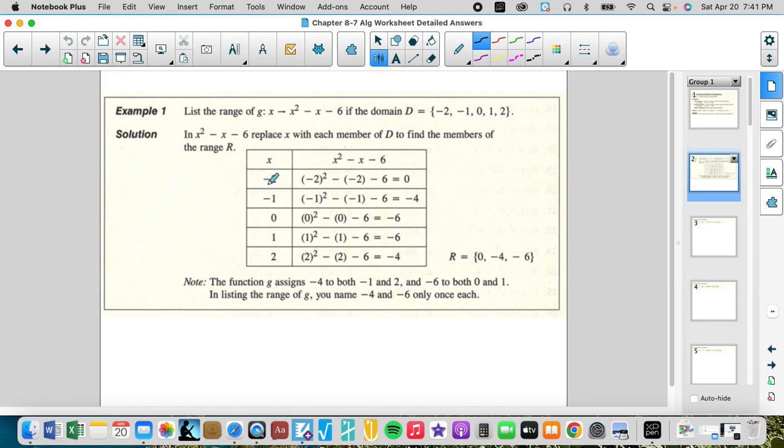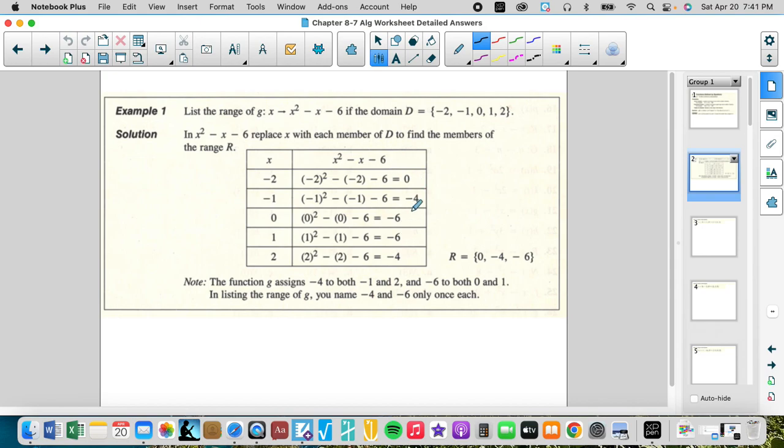This is our domain, so these are all our inputs. We're inputting it into this equation, x squared minus x minus 6. And then, so this is our domain, our inputs. We're inputting these values, and then we're going to get outputs. So 0, -4, -6, -6, -4. And so our outputs, our range, is going to be 0, -4, 6.